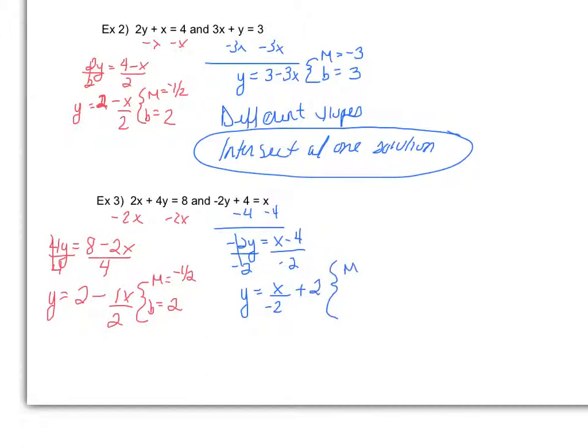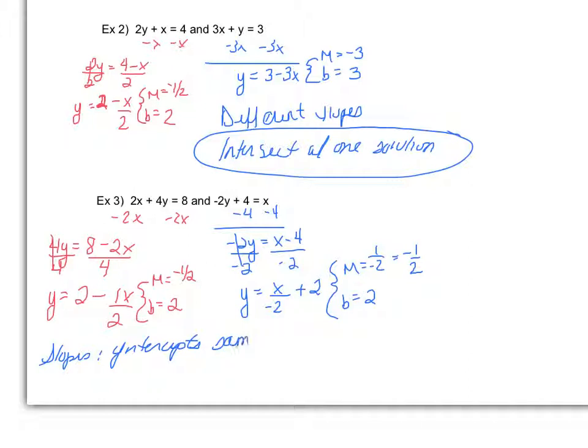And I'm ready to find my slope and y-intercept. Again, remember if you have just an x, it's like there's a 1 in front of it. So I have 1 over negative 2, and it doesn't matter where the negative is, so that's the same thing as negative 1/2. My b is 2. So notice that my slopes are the same and my y-intercepts are also the same.